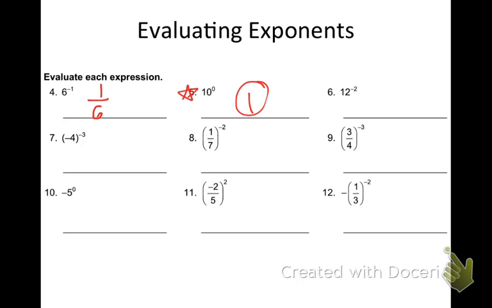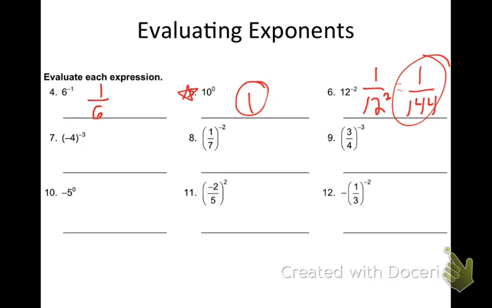All right. 6. 12 to the negative 2nd power. Do I like negative exponents? Where's it going to move to? So I have 1 over 12 squared. What's 12 squared? 140. 144, because it's 12 squared, not 12 times 2, right? So I have 1 over 144. Okay.